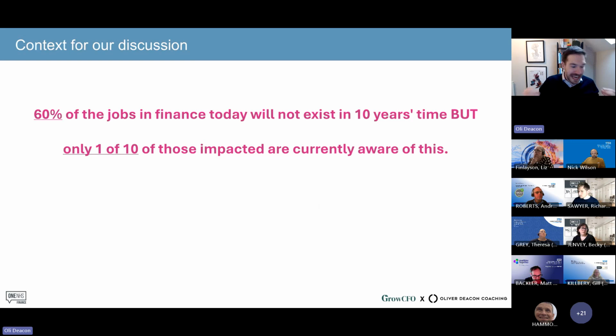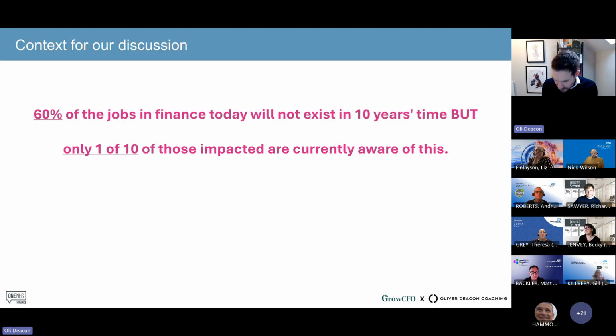60% of the jobs in finance today are not going to exist in 10 years' time, folks. But here's the crazy thing. Only 1 in 10 of those people impacted are even aware that this is coming. Now, I've been giving this particular slide for almost 3.5 years at this point. And so some of you might be thinking, perhaps Teresa, you're sitting thinking, Oli, is this still 10 years? Teresa, you are right to think that question because it is in fact no longer 10 years. It is not even 5 years.